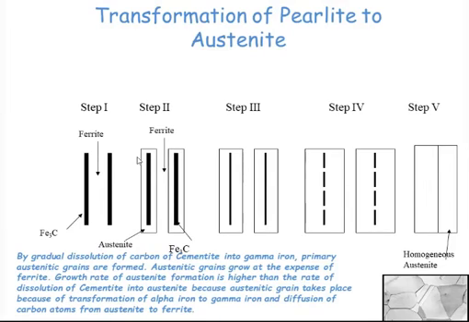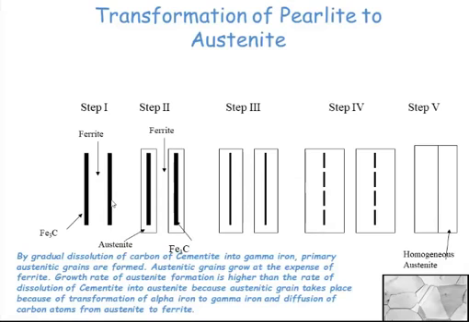So as you can see in this particular slide, let us consider this is our austenite phase. So what happens gradually during heating? Let us consider it is a eutectoid steel which contains 0.8% carbon. So during heating, what happens? As we know, austenite is a high carbon percentage phase. So first the cementite layer forms, as you can see here.